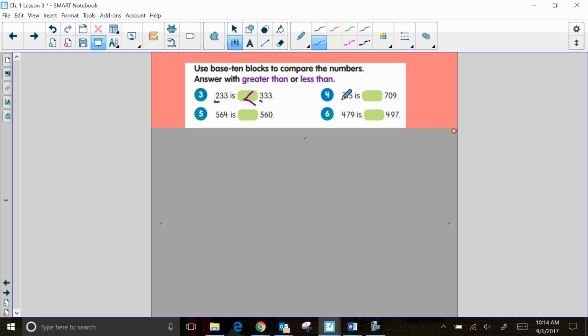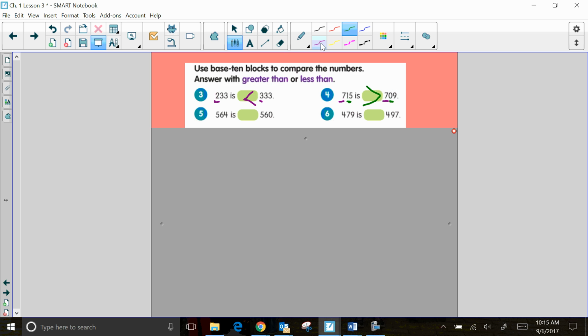Looking at number 4, the same thing. We start with our biggest place value, which is the hundreds. Both digits in the hundreds place are 7. So then I need to look at the next place value, which is the tens place. I have a 1 ten and 0 tens. 1 ten is greater than 0 tens. So my alligator mouth is going to face this way. I would read this as 715 is greater than 709.